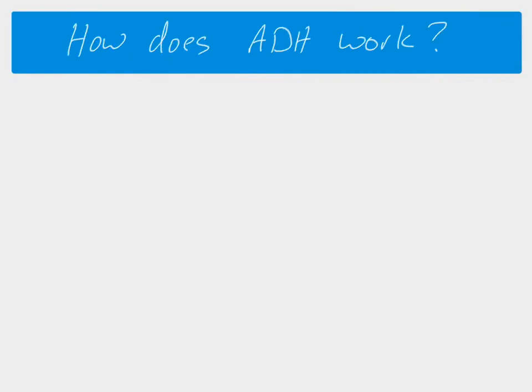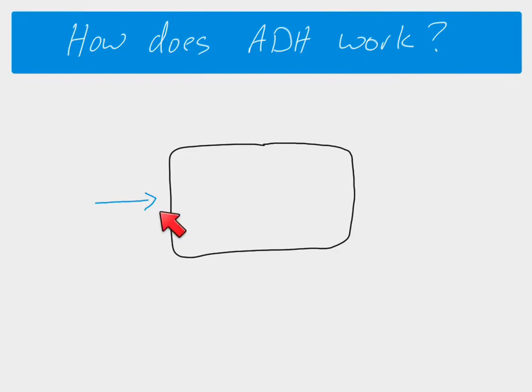Okay, so now we want to look at how ADH actually works. How does it cause the change in the permeability of the collecting duct? Well, the collecting duct wall is made of cells, and if water is going to pass through cells, then you need to have aquaporins present. So aquaporins in the cell surface membrane of the cells of the collecting duct will allow water to pass through, and then it could pass through aquaporins on the other side as well.